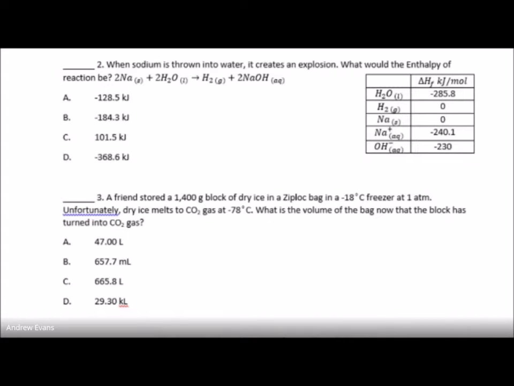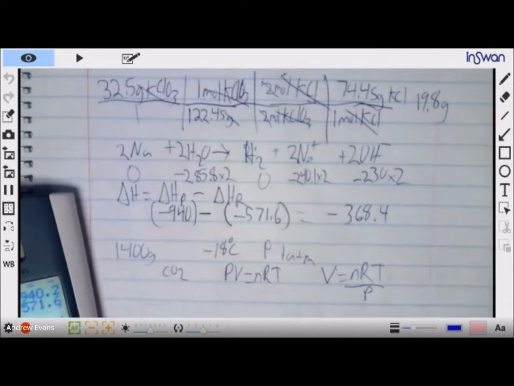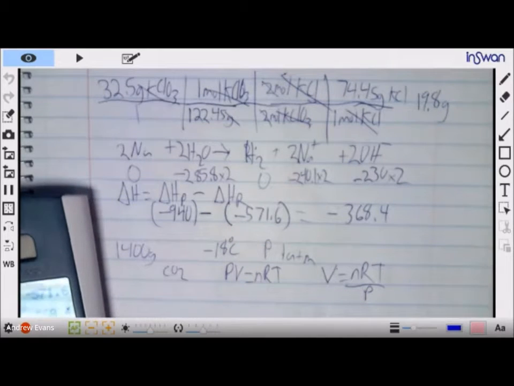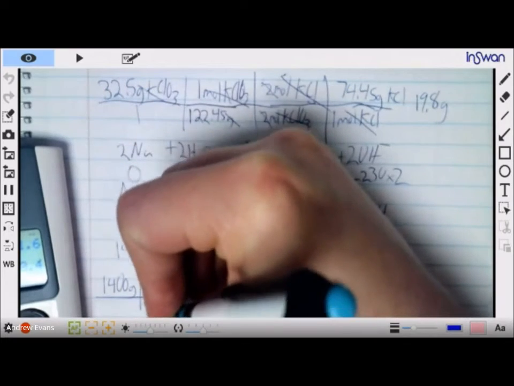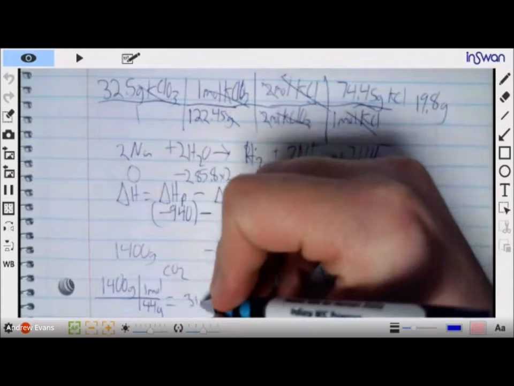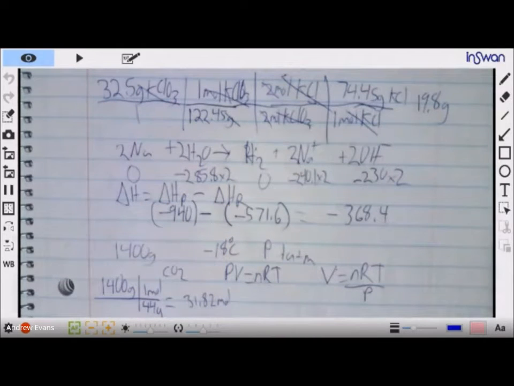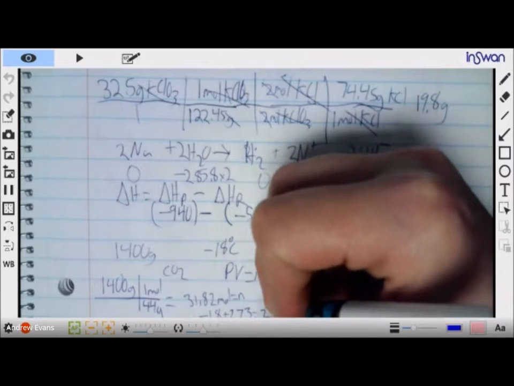So this one's just PV equals nRT. That in mind, we need to find V. V equals nRT over P. However, we are not given n directly. We are given a mass, but we can find n by looking up the molar mass of CO2, which is 44. So 1400 grams divided by 44 grams in 1 mole means our moles are 31.82 moles. Our temperature, negative 18, needs to be converted into Kelvin. Negative 18 plus 273 is going to be 255 Kelvin.